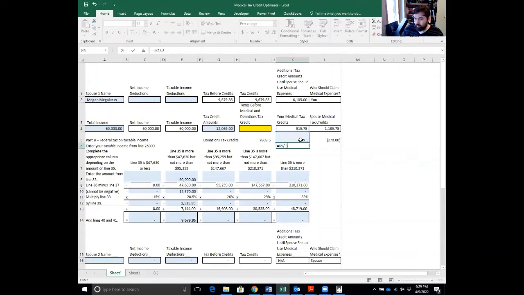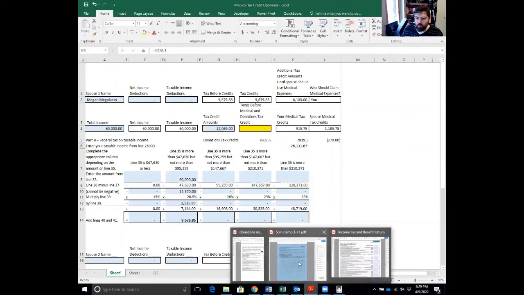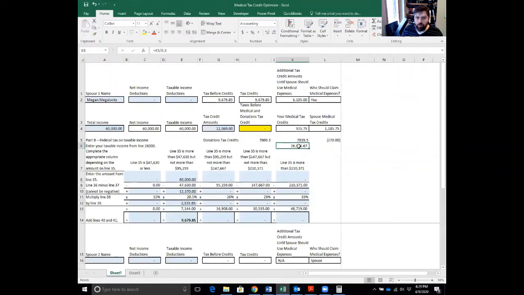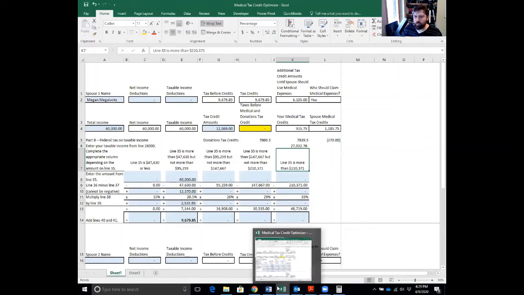Okay, and this amount for tax credits divided by 0.3. Oh, that should not be a percent. There we go. 0.3. Oh, sorry, 0.29. Gotta make it perfect. So 27,032.76. That's how much I'm going to claim on my form.